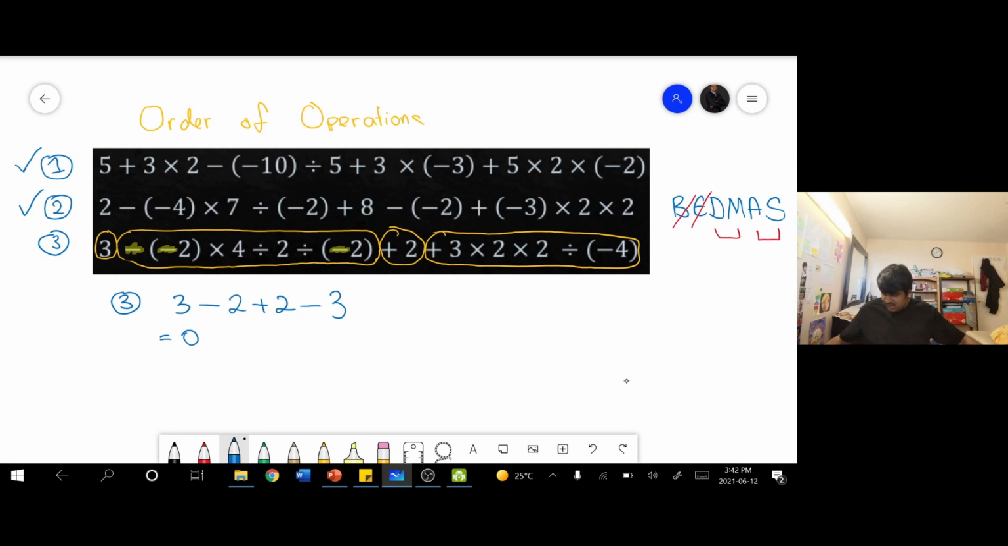Okay? Again, we're going to check this quickly by plugging this into our beautiful calculator. So 3 minus negative 2 times 4 divided by 2 divided by negative 2 plus 2 plus 3 times 2 divided by negative 4, and we receive an answer of 0.